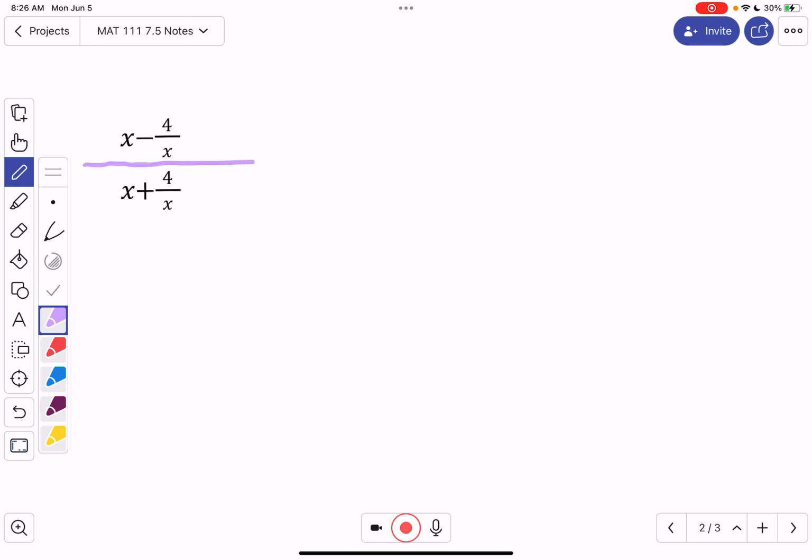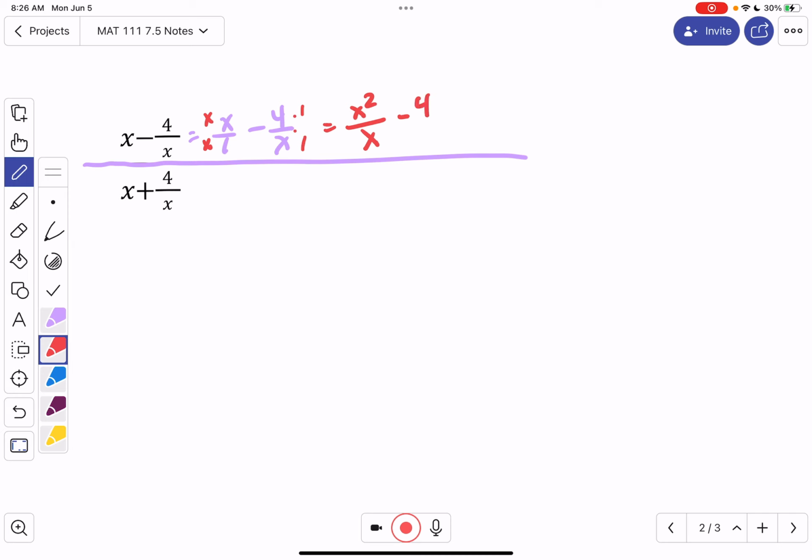Okay, so if I was going to do the top on this one, it would be x over 1 minus 4 over x. So we'd multiply this side by x, and we would get x squared over x. Multiply this side by 1, which would just end up with 4 over x. Combine like terms, we get x squared minus 4 over x. And then if I were to factor that, it's a difference of squares. So we have x plus 2, x minus 2 over x.